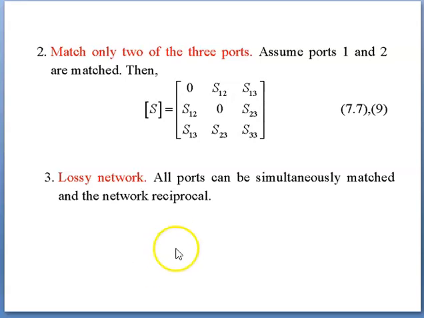Next, you should match only 2 ports instead of 3 ports. Assume port 1 and port 2 are matched, meaning that your S11 and your S22 are equal to 0 because they are matched. So S11 is 0, S22 is 0. But S33 cannot be 0. And finally, you have a lossy network, meaning that all ports can be simultaneously matched and the network is reciprocal.